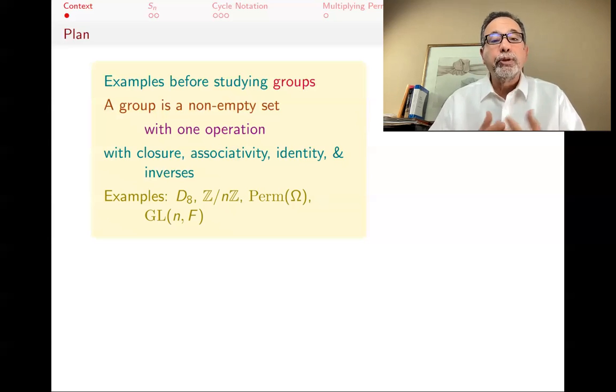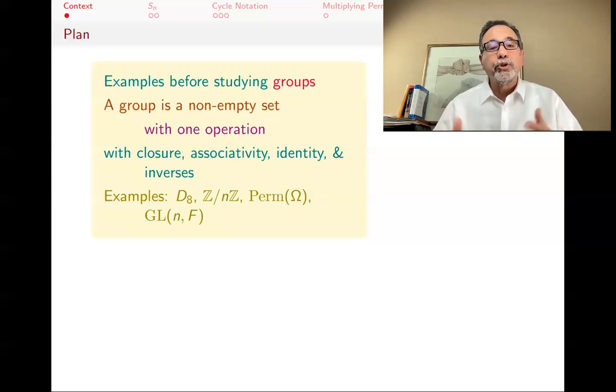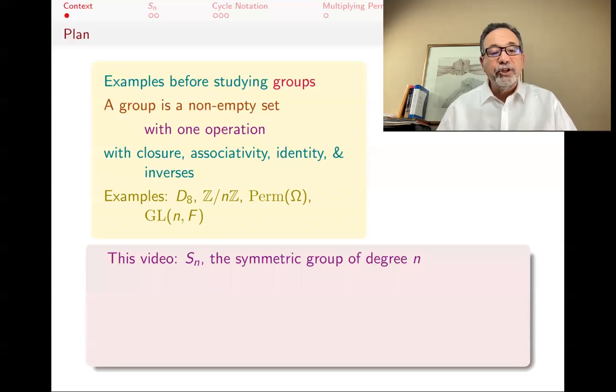In fact, the group we will be looking at today will be a special case of Perm omega. Another one is GLnF, the group of invertible n by n matrices over a field. If you don't know what those things mean, don't worry about it. Watch the video about it. In this video, we are going to be talking about the symmetric group of degree n.